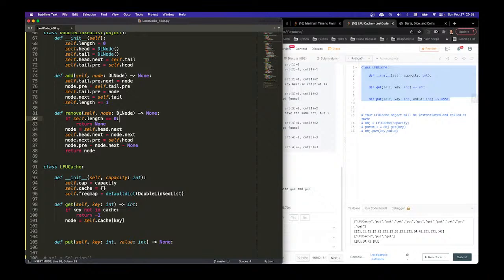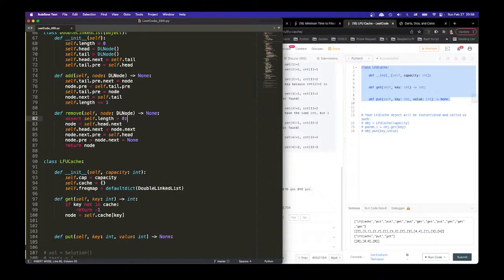Which actually, yeah, you shouldn't have that. But let's do this. Assert: when you call remove, then the length must be larger or equal to 0. Otherwise, you cannot call remove. Let's do that.